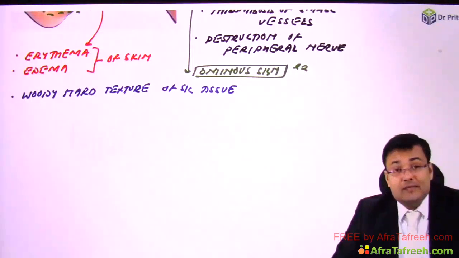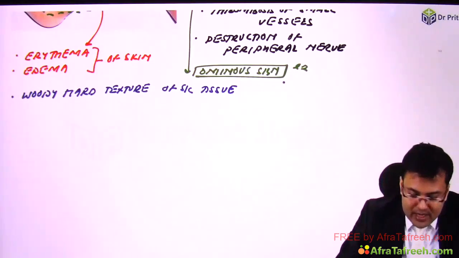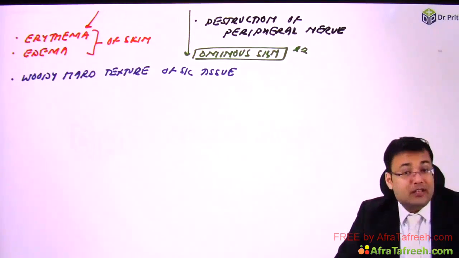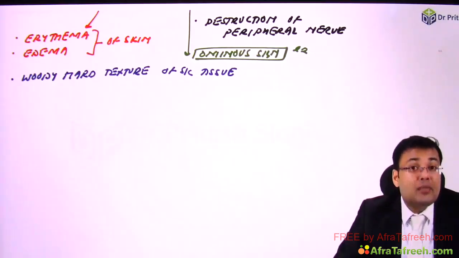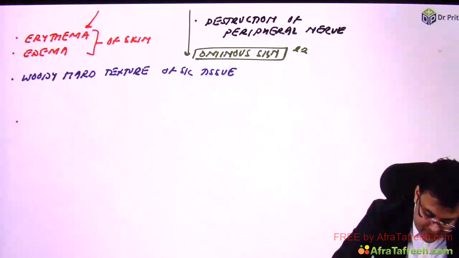What? Initially there is fever, there is tachycardia, there is hypotension, and these patients might progress to septic shock, which can lead to DIC and multi-organ failure. So what are the systemic features of necrotizing fasciitis?